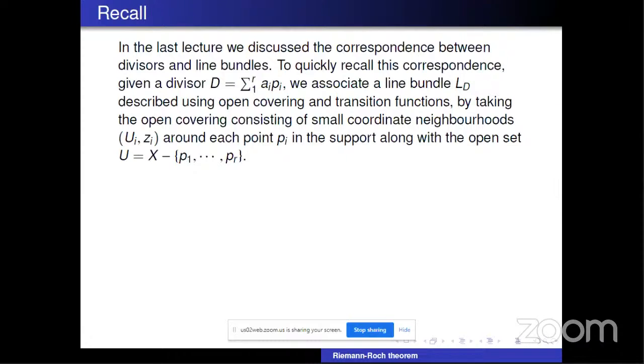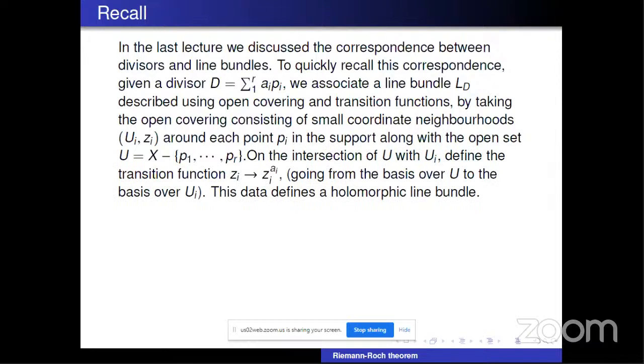To quickly recall this correspondence, given a divisor, and I'm always on a compact Riemann surface, by the way, given a divisor D, which is the summation of a_i P_i, we associate a line bundle L_D described using an open covering and transition functions. We take the open covering consisting of small coordinate neighborhoods U_i with coordinate z_i around each point P_i in the support, along with the open set U, which is X minus the support. So small neighborhoods around each point P_i and the complement of all the P_i's. Together they form an open covering of X.